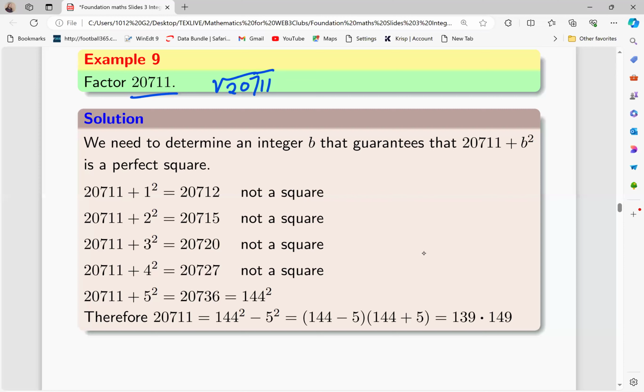Because what is the square root of this number? Let me just find out. The square root of 2711 is approximately 141.